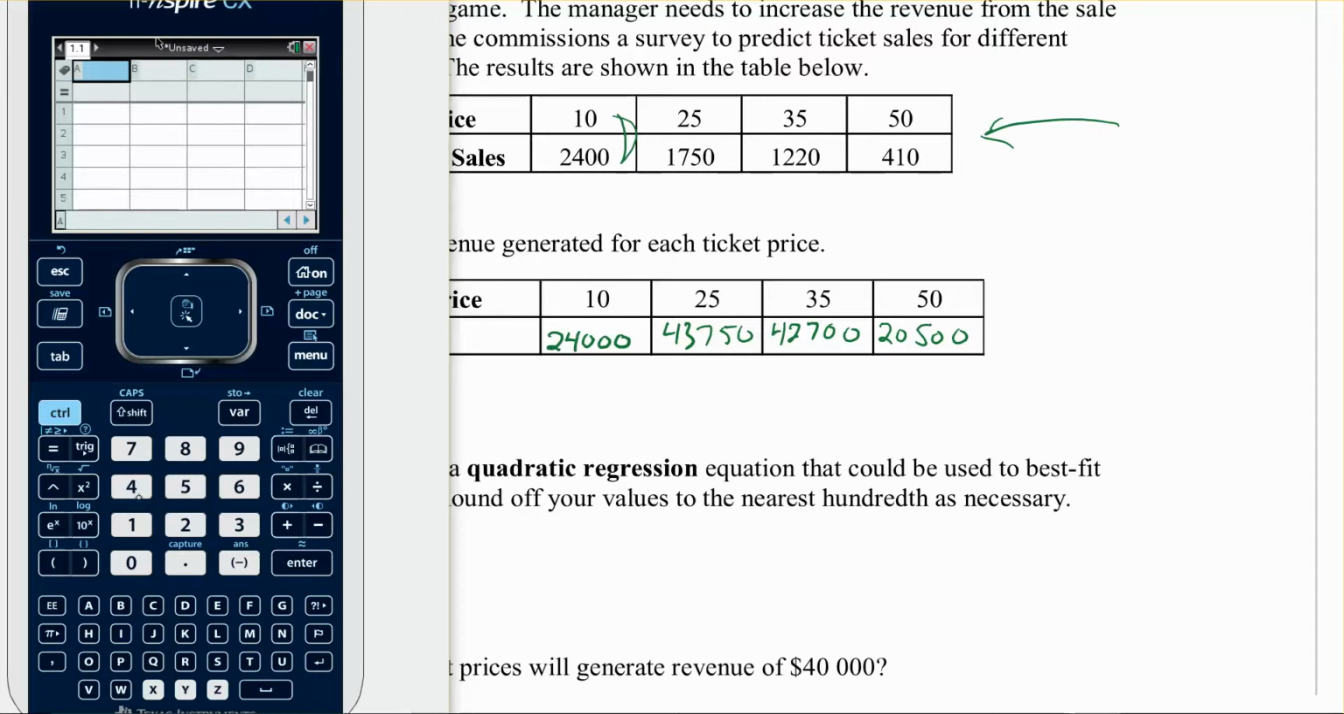So maybe this one will be, let's say, where's P? Price. And I'll call this one rev. Okay, now just put your numbers in. So $10, 25, 35, and 50. And at 10 it was 24,000.